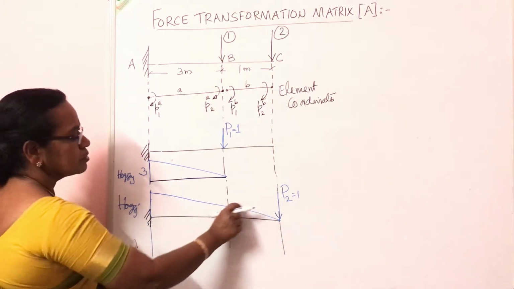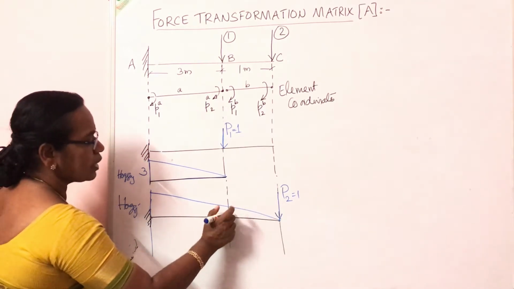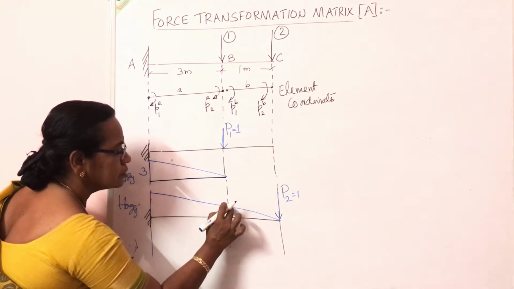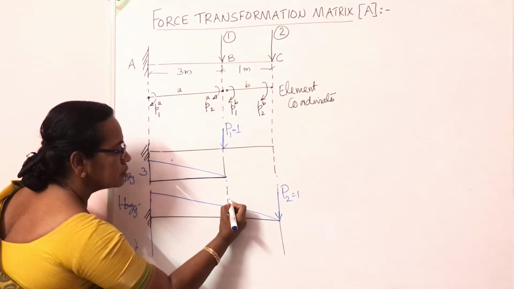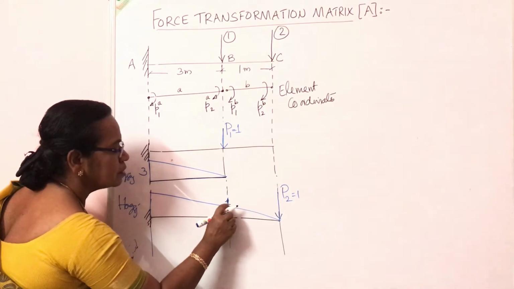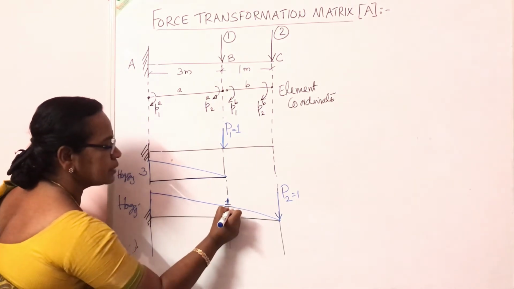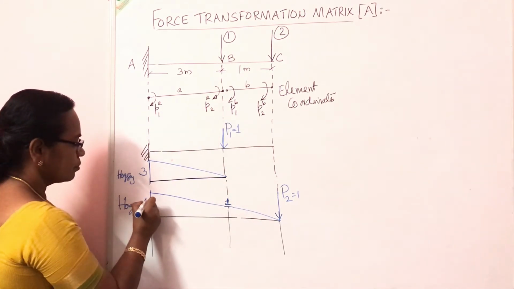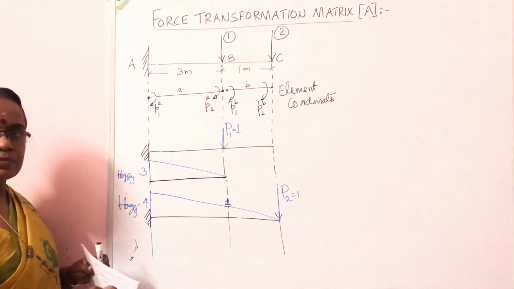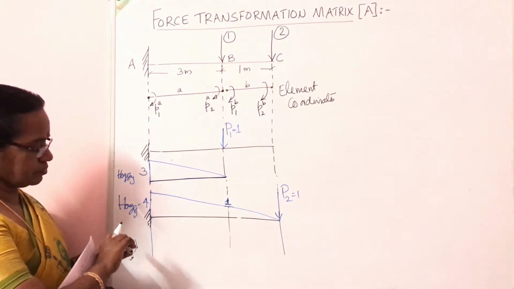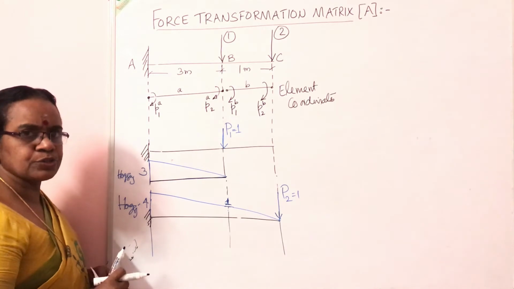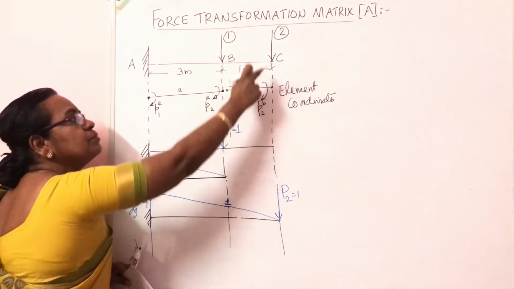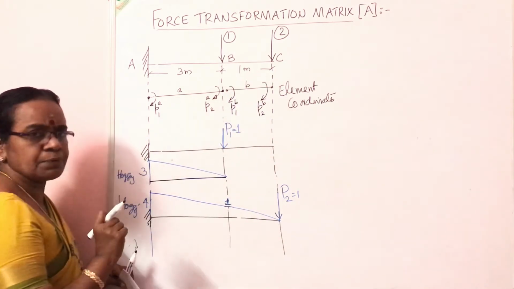What are the values? The value at this point is 1 into 1, that is 1. The numerical value of bending moment here is 1. The numerical value of bending moment here is 1 into 4, that is 4. Okay. Now this is the thing we have to do correctly. With unit load in coordinate direction 1, draw the bending moment diagram. Unit load in coordinate direction 2, draw the bending moment diagram.